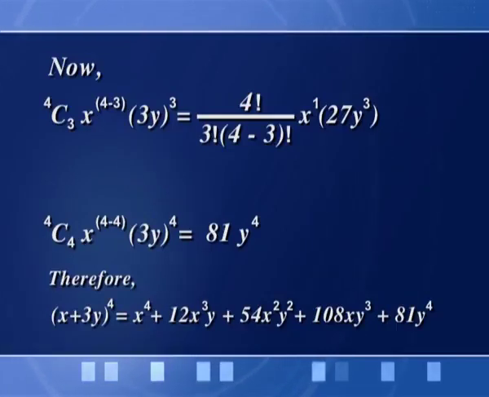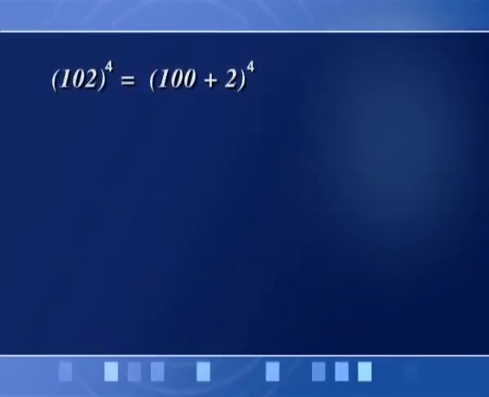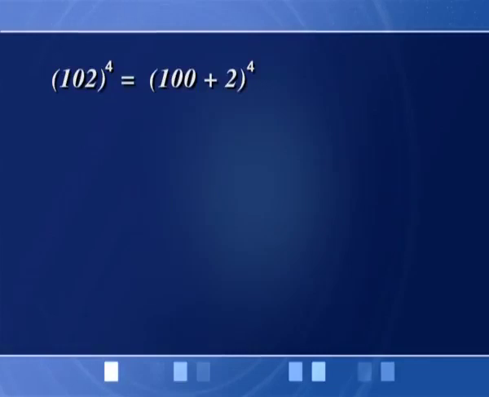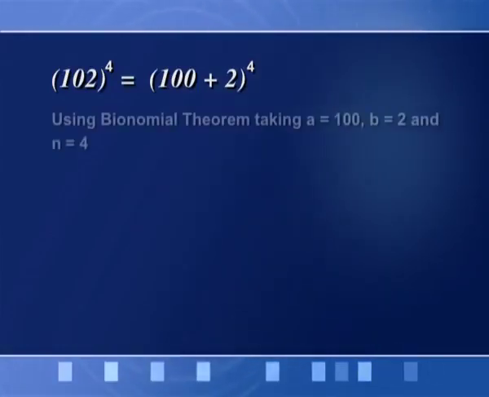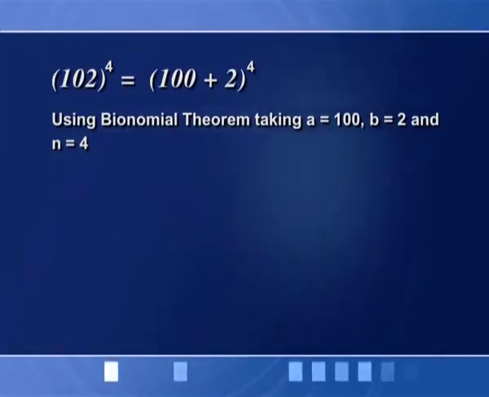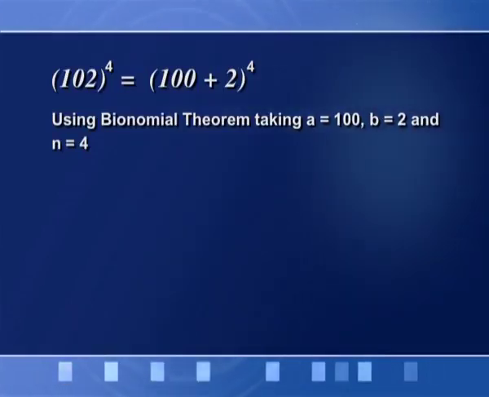Let's take another example. Suppose we have to expand 102 raised to the power 4. Using the normal multiplication method, the calculation will be difficult. Using the binomial theorem, we can easily expand this. 102 raised to the power 4 can be written as (100 plus 2) whole raised to the power 4. Let's apply the binomial theorem for expanding this. Here, in place of a we have 100, in place of b we have 2, and in place of n we are given 4.